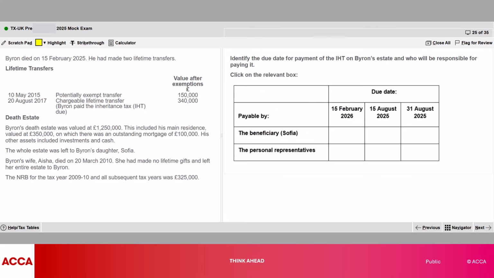Then the final inheritance tax question is all about due dates and who pays the tax. And inheritance tax on death is going to be due 6 months from the end of the month of death. We have Byron's death on the 15th of February 2025. 6 months from the end of that month means that we are in this 31st of August column. And who is responsible for paying the tax? This is another slightly sneaky one.